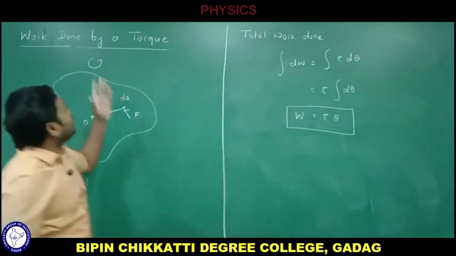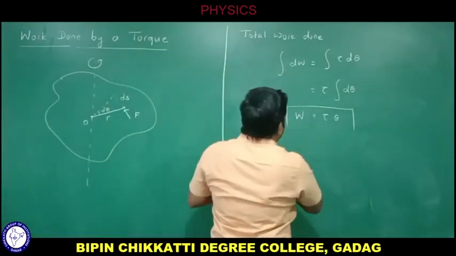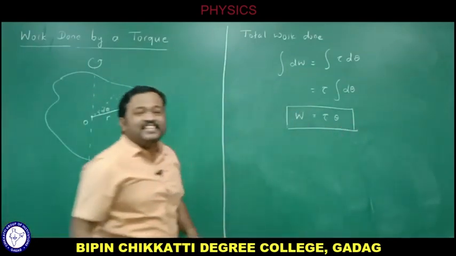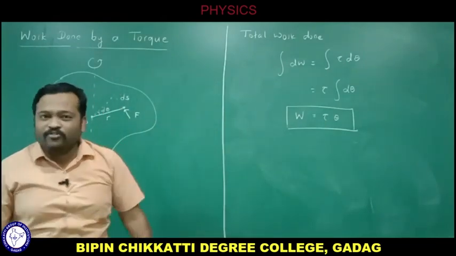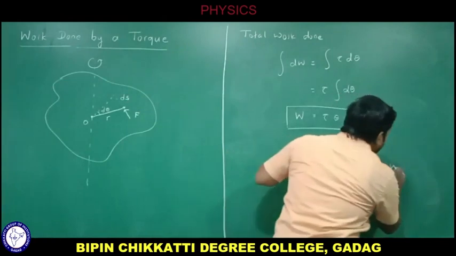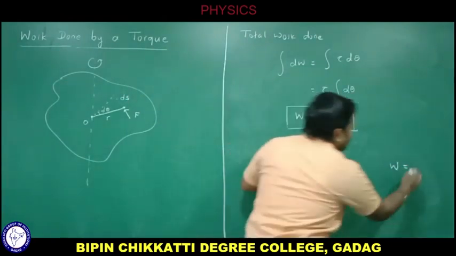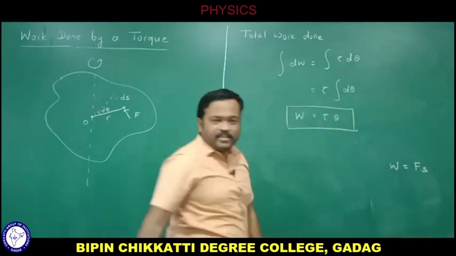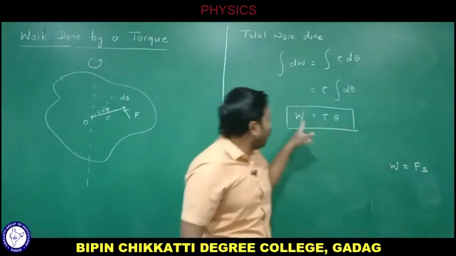What is the work done by a torque? Work done by the torque is given by tau into theta. Is it similar to linear motion? Yes. What is the formula for work done by a constant force? Work done is force into displacement. Yes, it is similar.